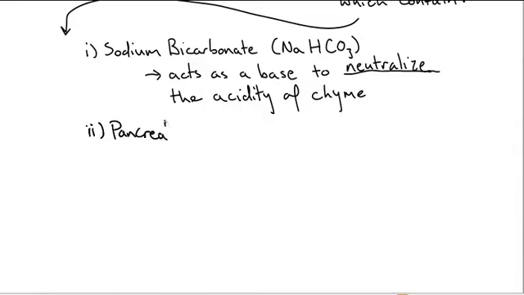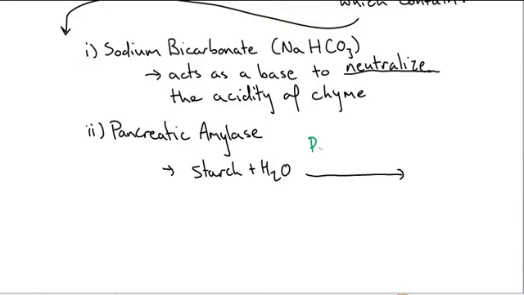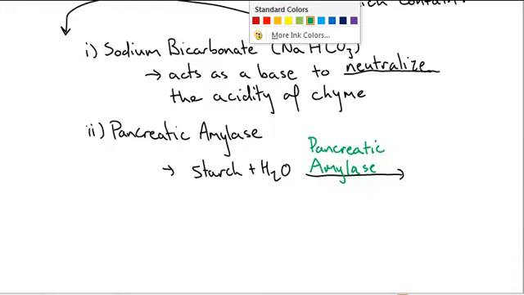Okay. As well, it contains an enzyme called pancreatic amylase. And we visited that the first day when we were talking about chemical digestion. Do you remember what pancreatic amylase did? Okay. We had starch plus H2O, and with the assistance of pancreatic amylase, which is an enzyme, we produced what disaccharide? If you came up with maltose, you'd be correct.